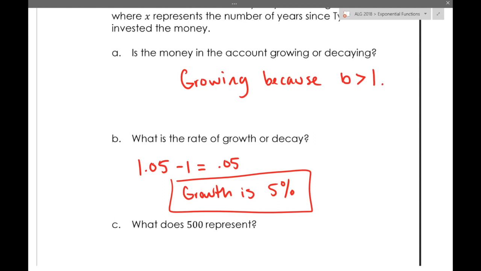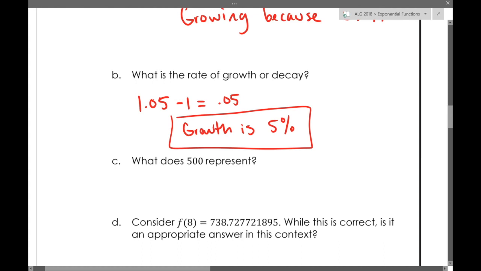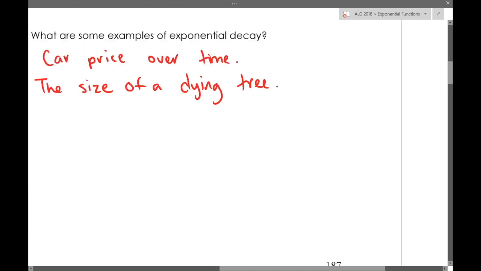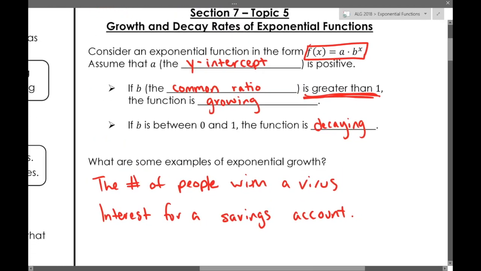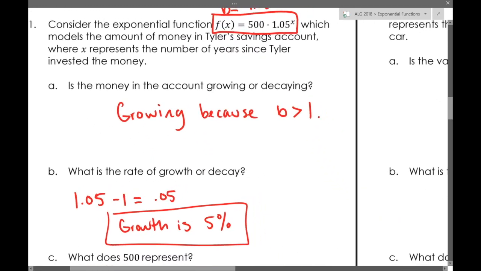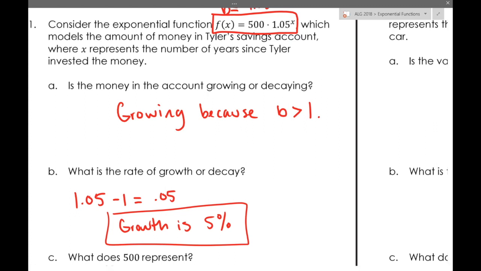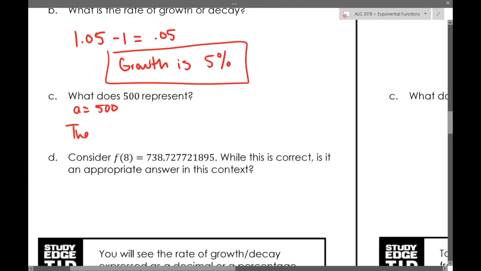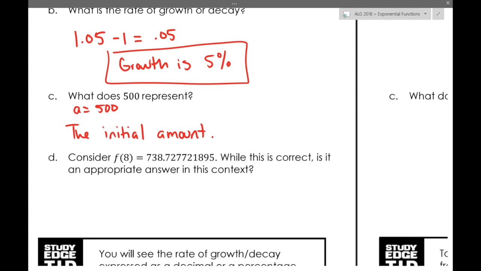All right. Let's move on to what 500 represents. We talked about what a is, and a is the 500. But what does it actually represent? If we look back at the top, it said a represents the y-intercept. So if a equals the y-intercept, in this problem, what would that mean? The function models the amount of money in Tyler's savings account, where x represents the number of years since Tyler invested the money. So $500 would represent how much money he had at the beginning. So 500 represents the initial amount. He started off with $500, and each year it's going to increase by 5%.